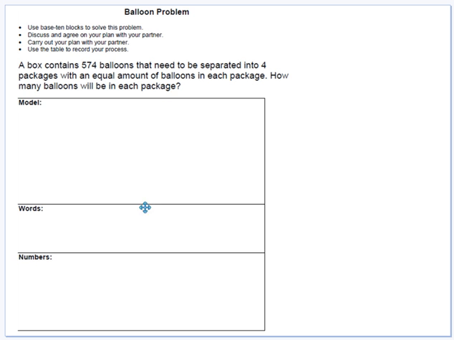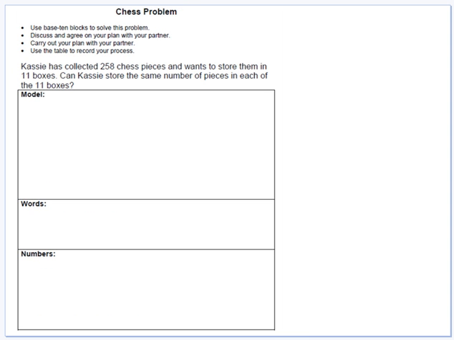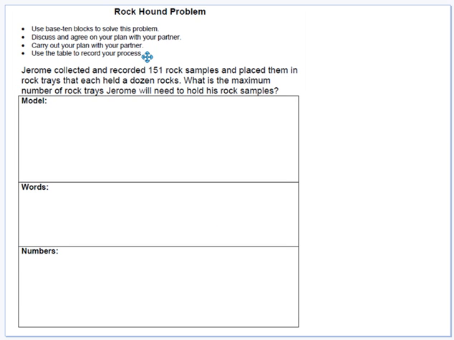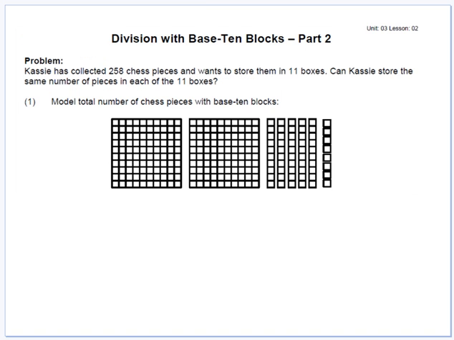I need a picture, I need it in words, and I need it in numbers. Same for the chess problem, and these will be submitted. Then I need the raw count problem done as well. And then I want you to work on the division with base 10 blocks part 2.